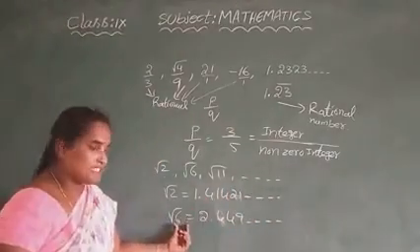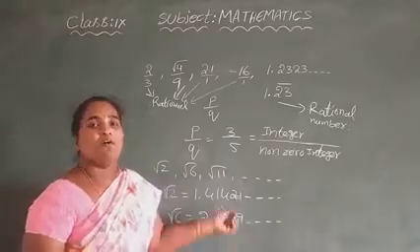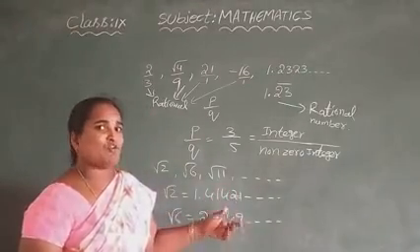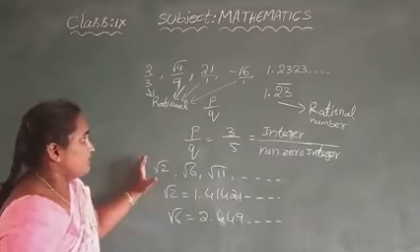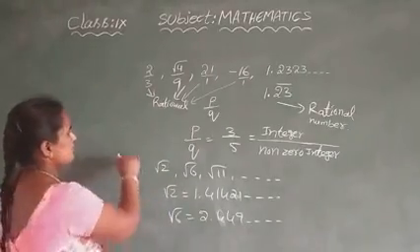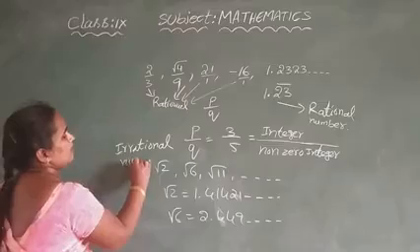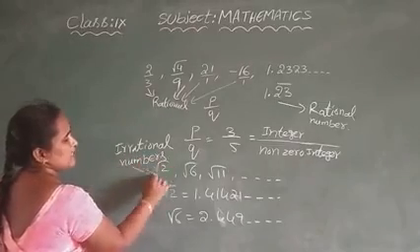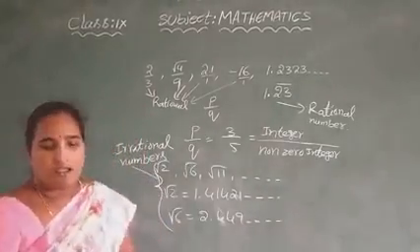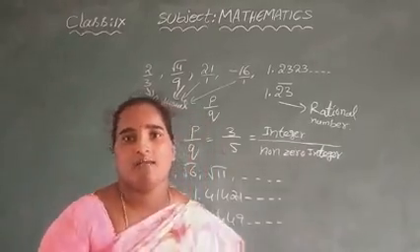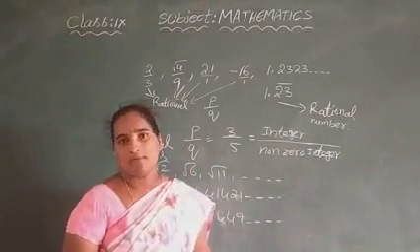And see here root 6 value 2.449 and so on. Here also there is no number repeating, there is no terminating decimal. So that's why this type of numbers are called irrational numbers. Next, the union of rational and irrational numbers is called real numbers.